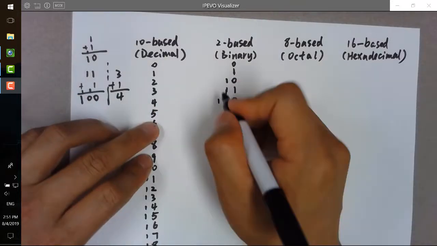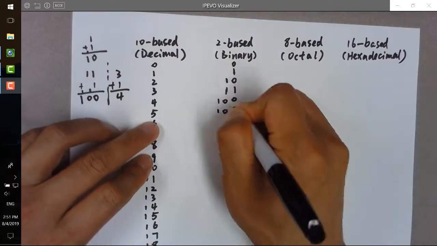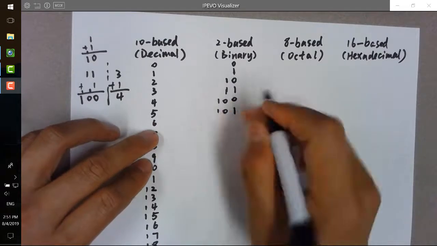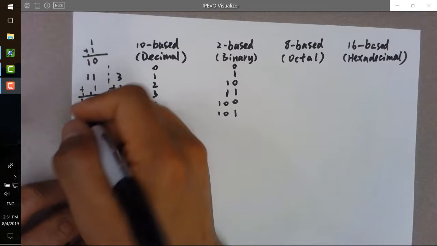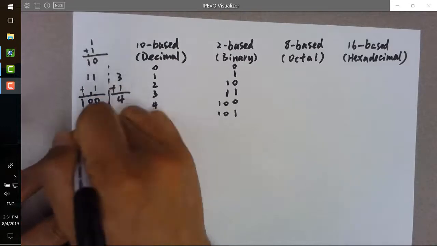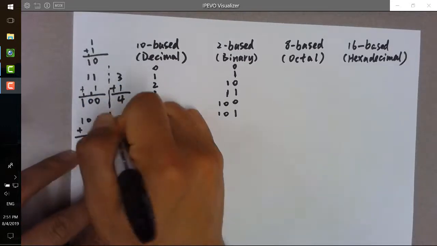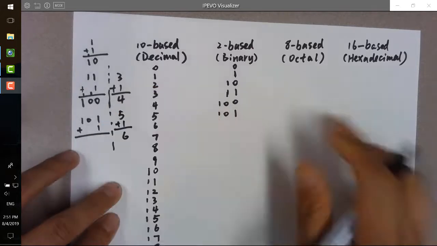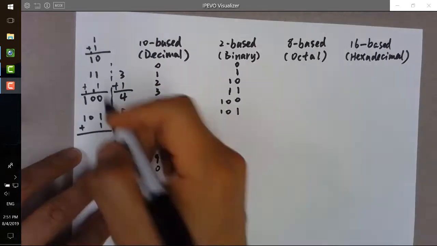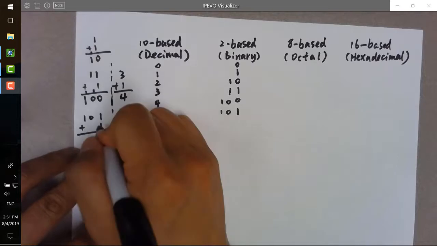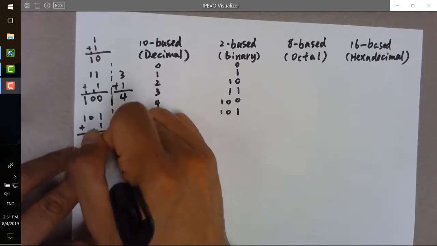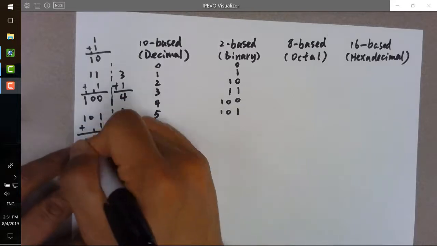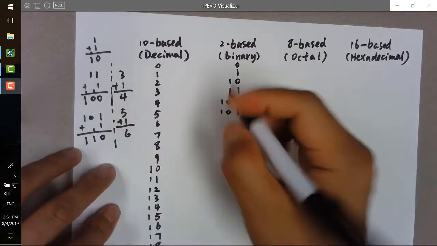For 5, it's going to be 1 0 1, you just add 1 to this digit, right? So 6, you add 1, let's write it down here. It's 5 plus 1, we know it's 6 in decimal. And in binary, we carry, we reset this digit to 0, then we get 1 plus 0 is going to be 1, then 1, so it's going to be 1 1 0, which is 6 in binary.